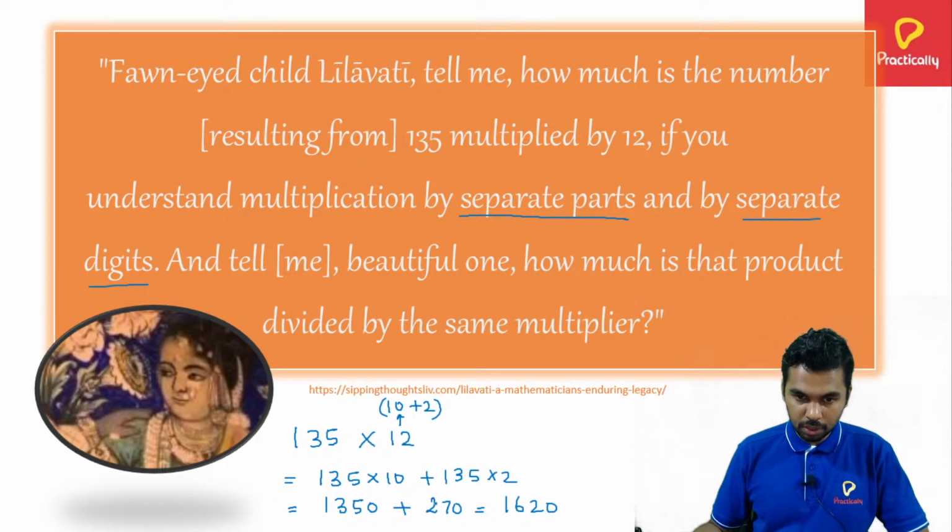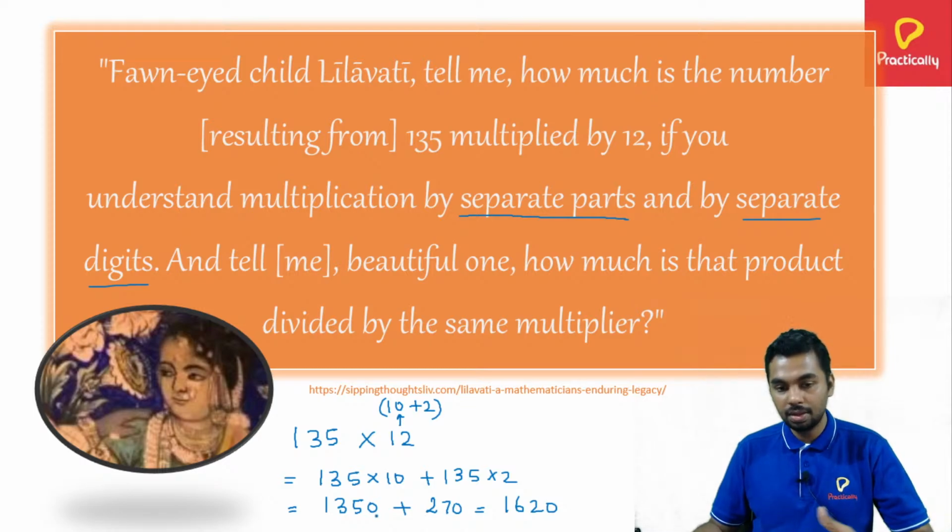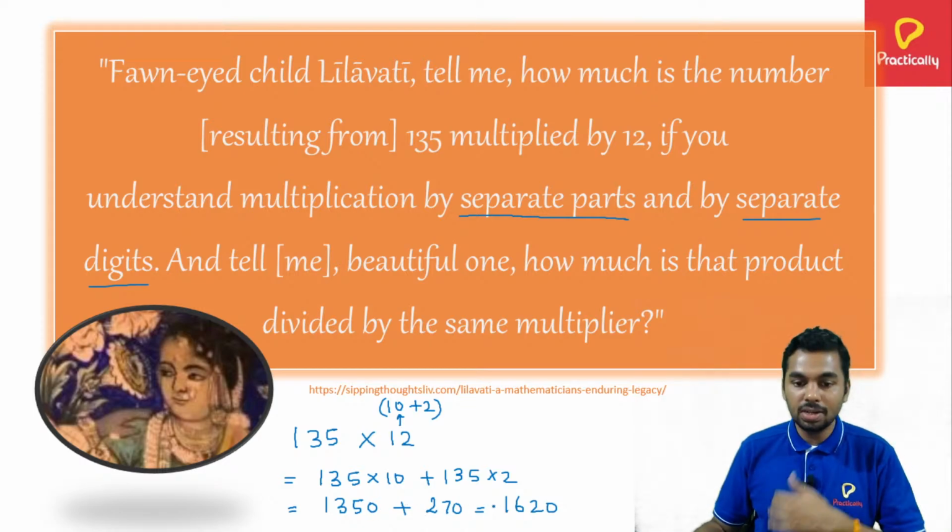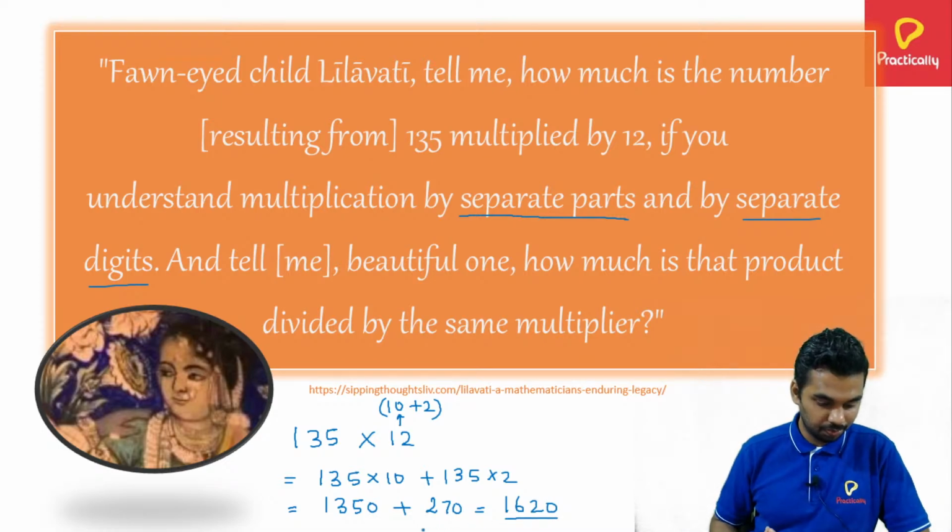The other way to do it is 270 is 300 minus 30. So you first add 300 to the number 1350. You get 1650. Then subtract 30. So 1650 minus 30 is also going to give the answer as 1620.